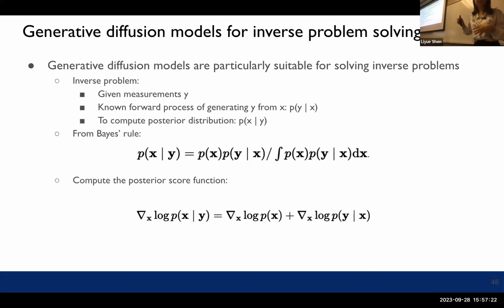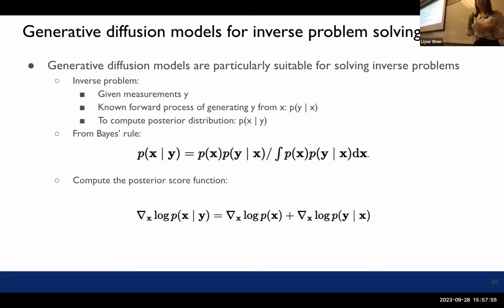And with this known forward process, given x, we know how to obtain our measurement y. In order to solve the inverse problem, as we mentioned earlier, we are trying to compute the posterior distribution, which is p(x|y). So given the measurements y, what x could we sample from this posterior distribution? And by using the simple Bayes rule, we can get this derivation.